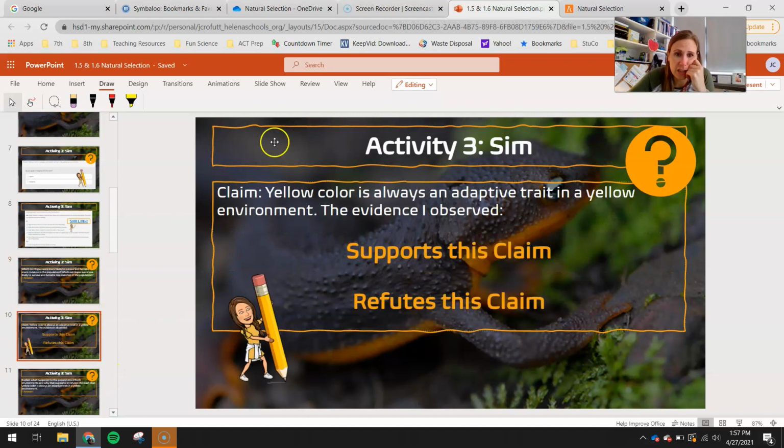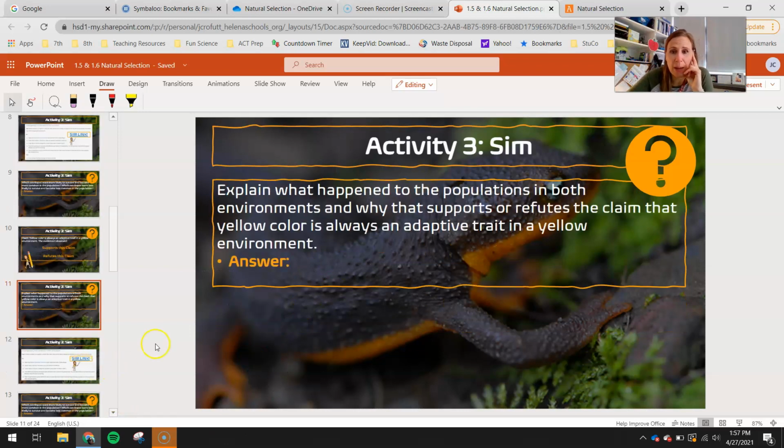Okay, and then you're going to look back at that claim: yellow color is always an adaptive trait in a yellow environment. So for the evidence I observed, you're either going to circle supports this claim or refutes this claim. Refutes kind of means rejects, so it goes against the claim. Okay, and then finally explain what happened to the population in both environments and why that supports or refutes the claim that yellow color is always an adaptive trait in a yellow environment.